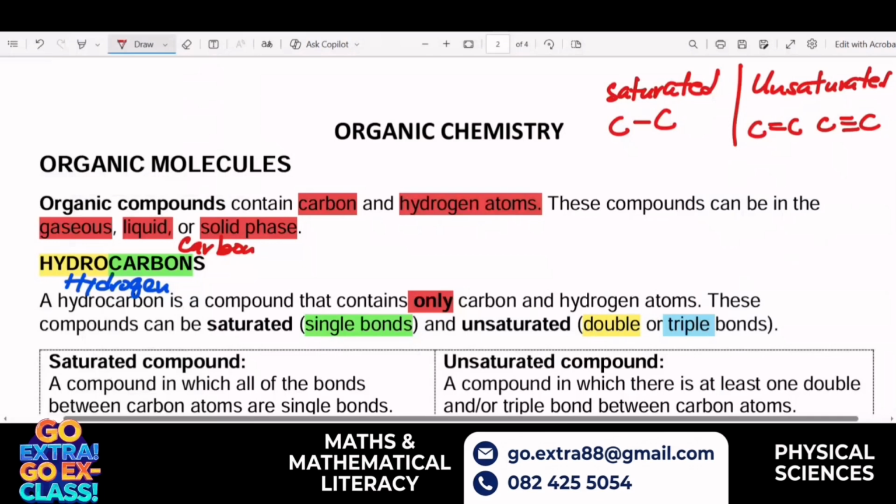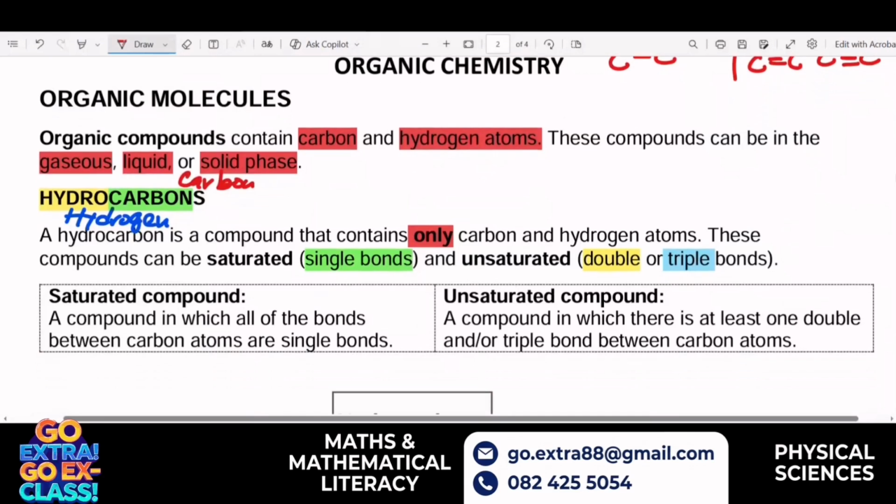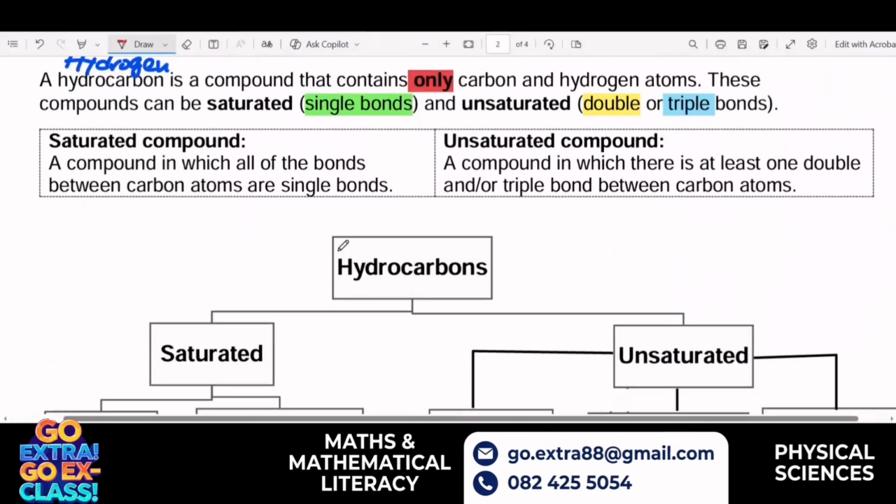Now we also need to know how to define saturated hydrocarbons. How do we define saturated hydrocarbons? A saturated hydrocarbon is a compound in which all the bonds between carbon atoms are single bonds. That's how we define saturated hydrocarbons.